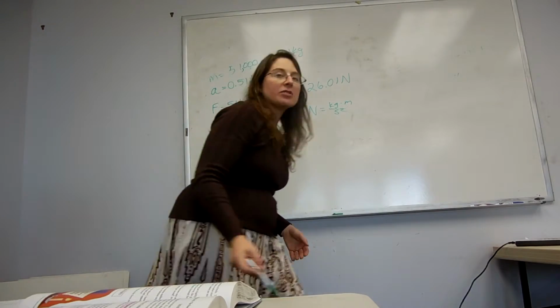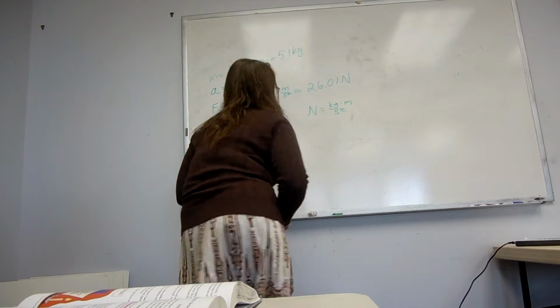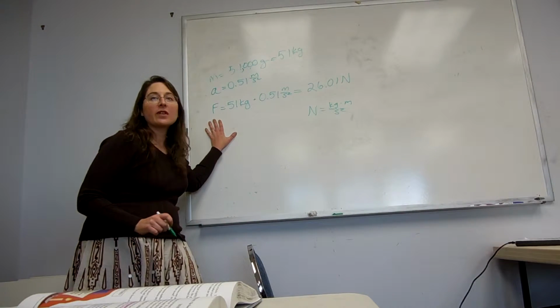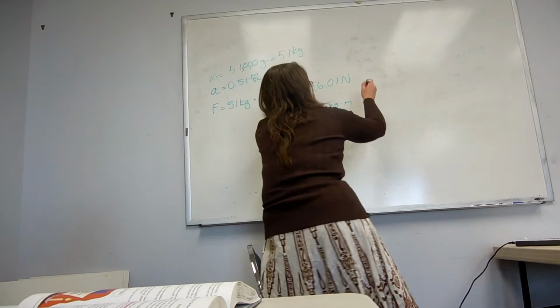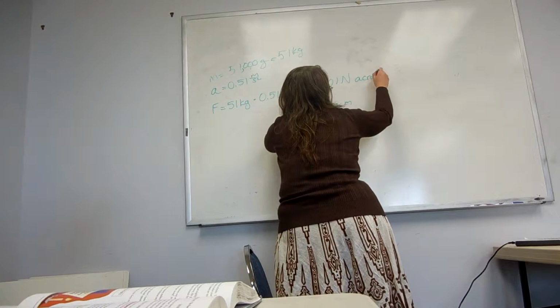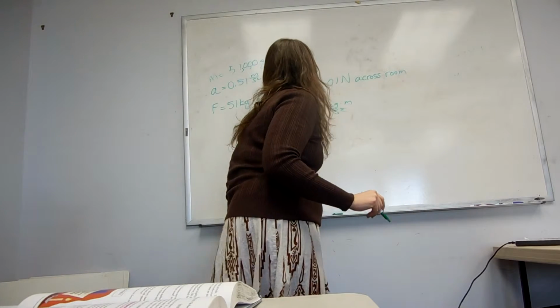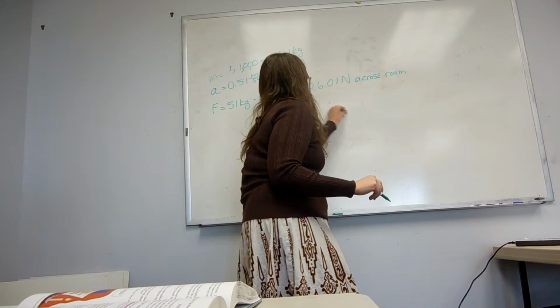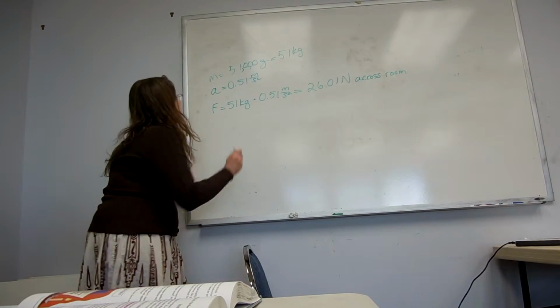And did I give you directional information? You said across the room. Okay, I said to push the couch across the room. So that force is a vector quantity. It has to have directional information. If I didn't tell you a particular direction, you just need to write across the room. So if you're pushing in that direction, you need to write across the room.